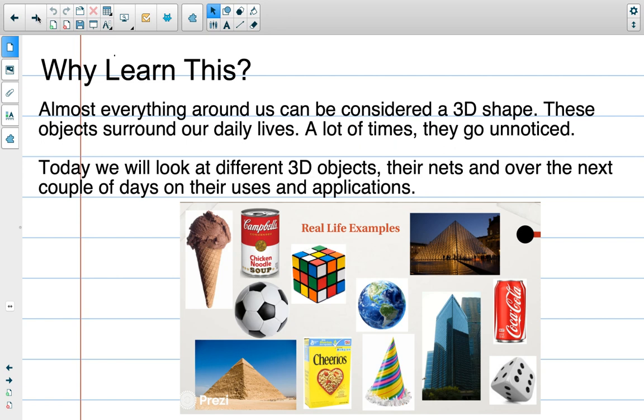Why do we learn this? Well, if you look around us, there are 3D shapes. We live in a three-dimensional world. We have 3D shapes all around us. We have ice cream cones. We have cylinders, spheres, like balls, Rubik's cubes. These would be rectangular prisms or pyramids. So we have shapes like this all around us, and we see them every day.